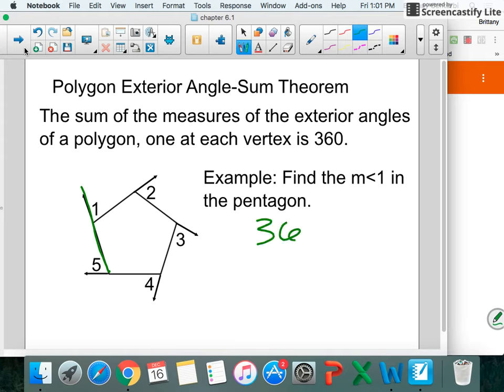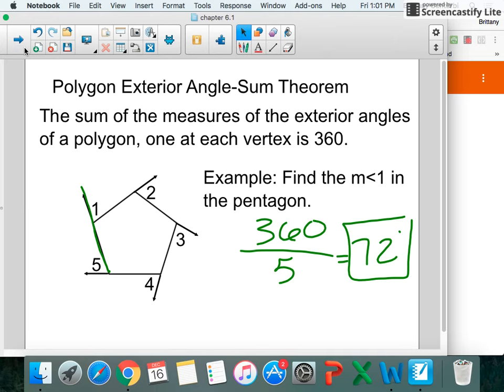So you're always going to figure out the exterior angle by dividing by the number of angles that you have. So I'm going to start with 360 degrees because I know that's how much they all equal. And I have to divide that by 5 to figure out each individual angle because there are 5 angles. So if I do 360 divided by 5, that gives me 72 degrees, which would be how much angle 1 would be.